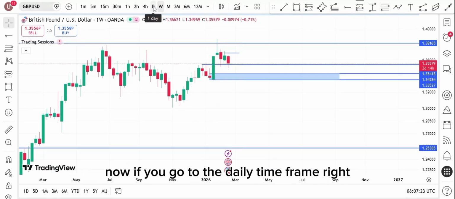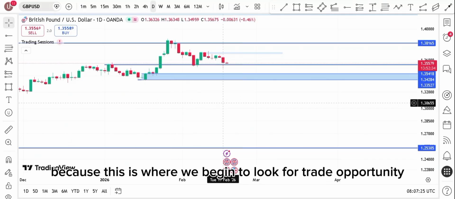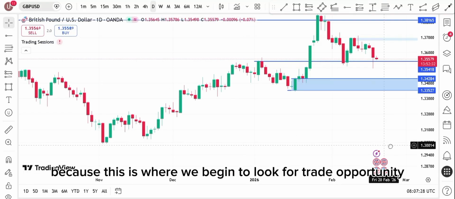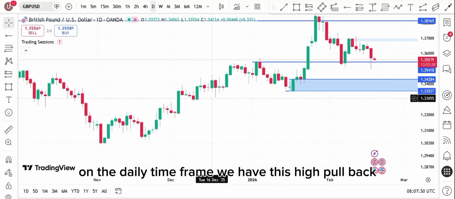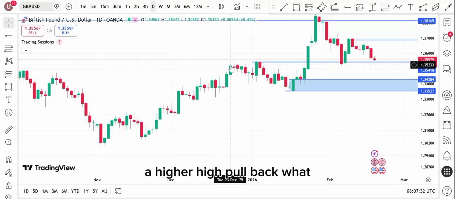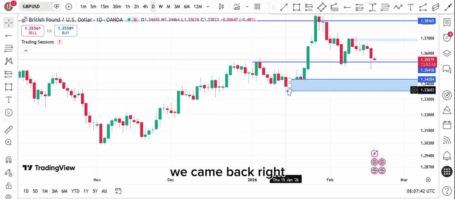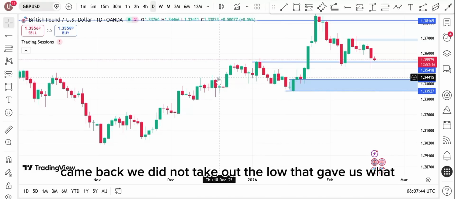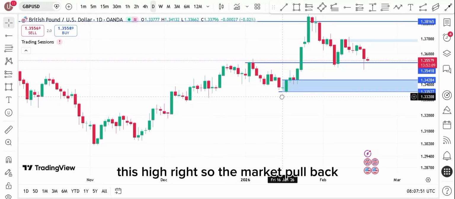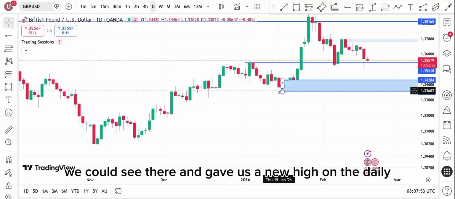Now, if you go to the daily time frame, right? Because this is where we begin to look for trade opportunities. On the daily time frame, we have this high, pullback, a higher high, pullback, a little bit of a high, right? We came back, right? Came back, did not take out the low that gave us this high. So the market pulled back, you could see there, and gave us a new high on the daily.